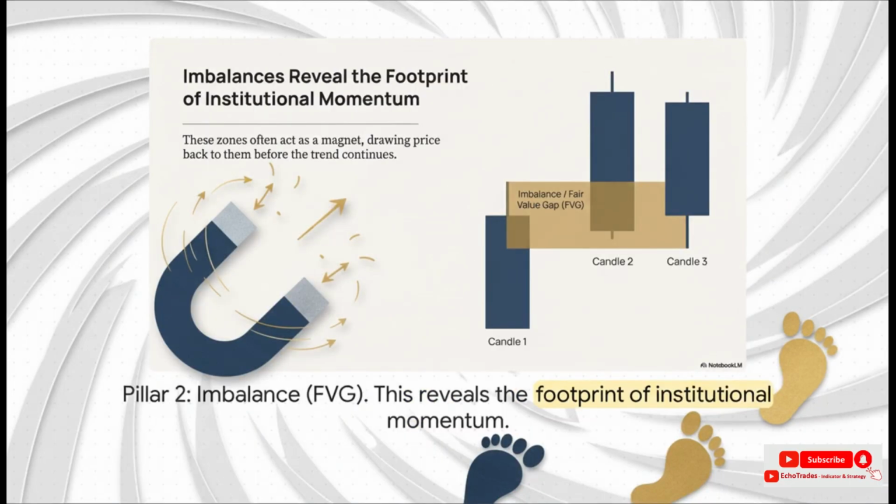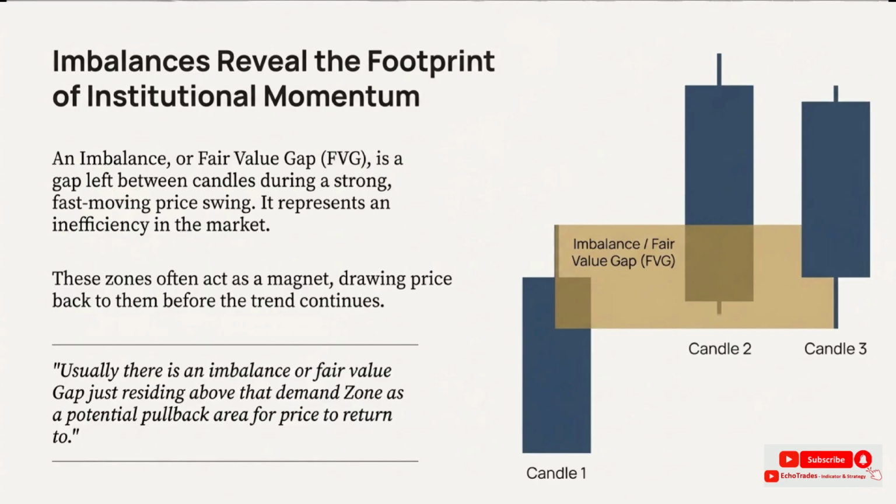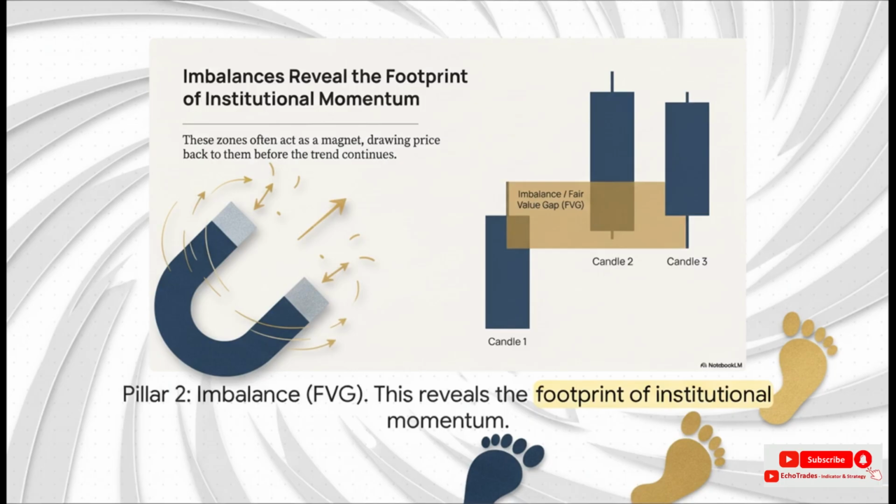Next, we have something called imbalance, or what a lot of traders call a fair value gap, or FVG. Think of this as the footprint left behind by the big guys, the institutions. See, when they need to move massive amounts of money, they do it fast, and it can leave these little voids, these gaps in the market. And here's the cool part. Those gaps act like magnets, almost pulling price back to fill them in later.